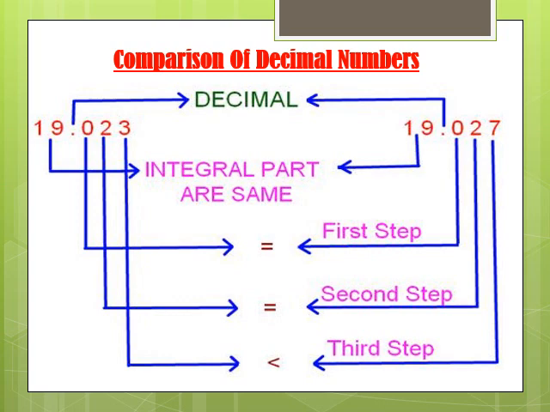Comparison of decimal numbers. While comparing decimals, first we need to compare the whole number part. When the whole number part is the same, then we compare the tenths part. When the digit at the tenths place is the same, then we compare the digit at the hundredths place. Let's look at this example. We have two decimal numbers, 19.023 and 19.027.